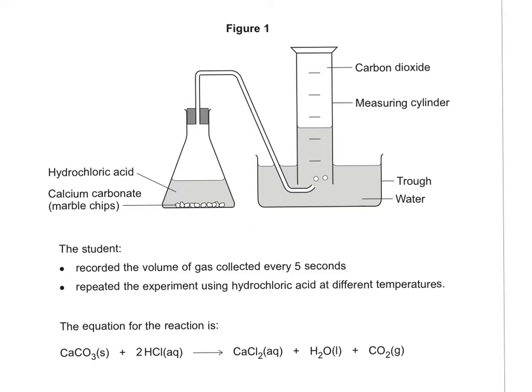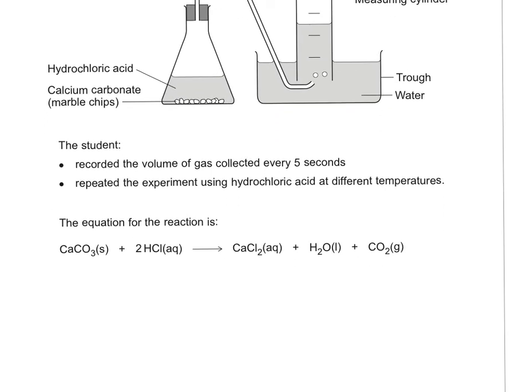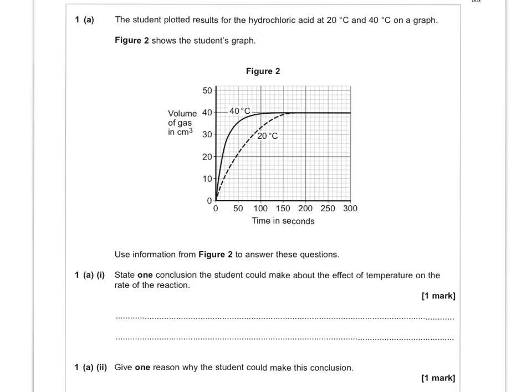The student recorded the volume of gas collected every 5 seconds. Repeated the experiment using hydrochloric acid at different temperatures. The equation for the reaction is CaCO3 in its solid state plus 2HCl, which is aqueous, gives you calcium chloride, aqueous, plus water, liquid, plus gas, which is CO2. Question 1a.